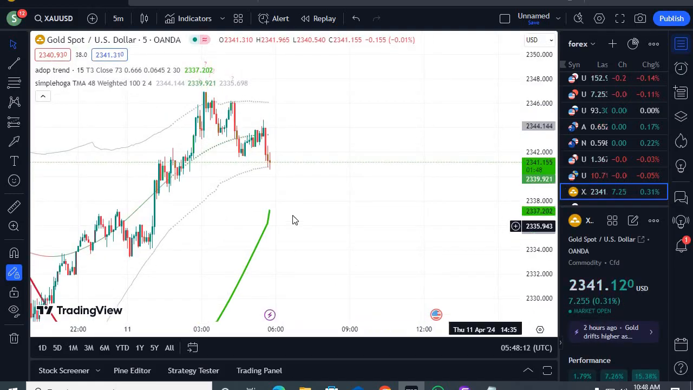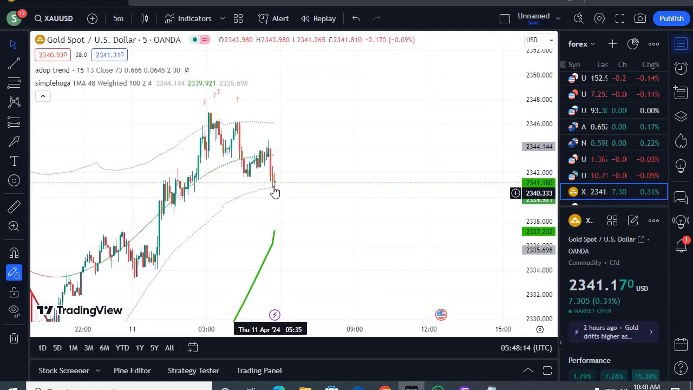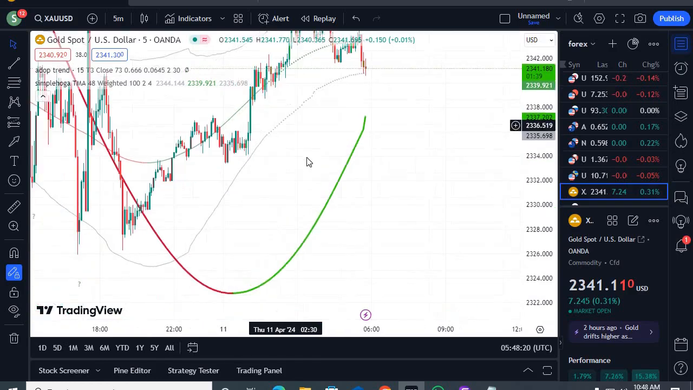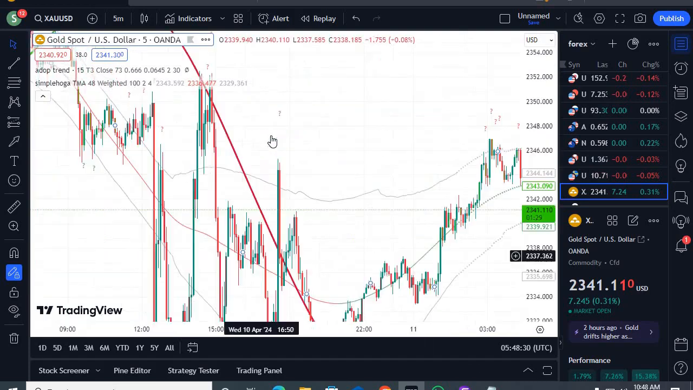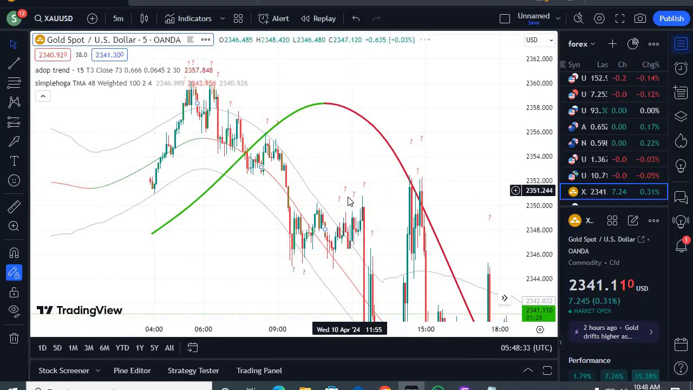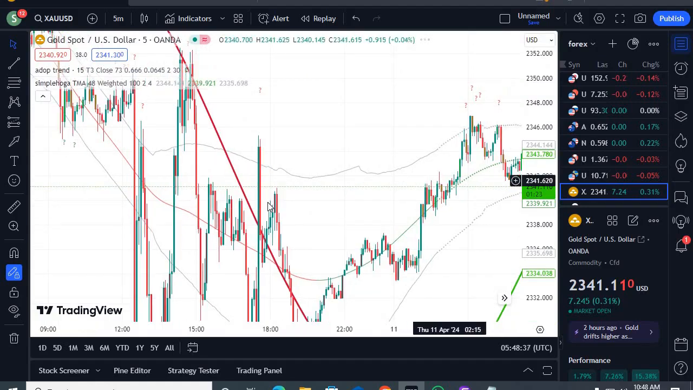Hopefully we will get the signal here, and when we get the signal, we have to go for the buy trade in gold. Hopefully it will give you amazing results. Like this one, sell signal, this one sell signal, and it gives you accurate and amazing results.